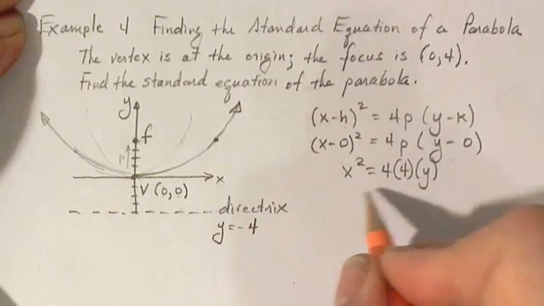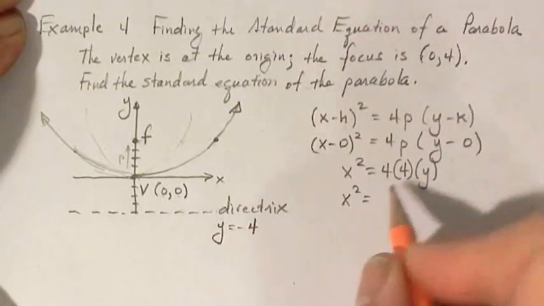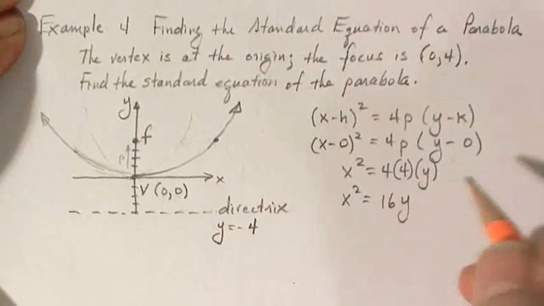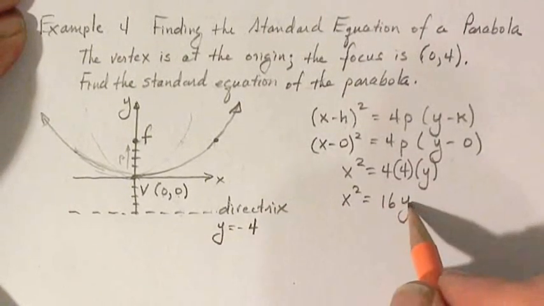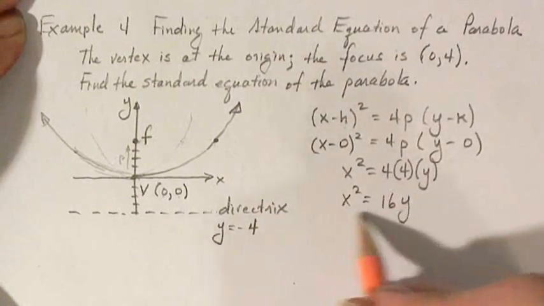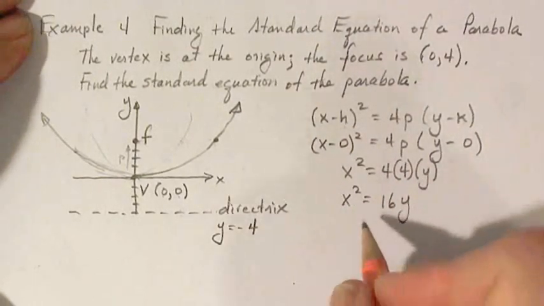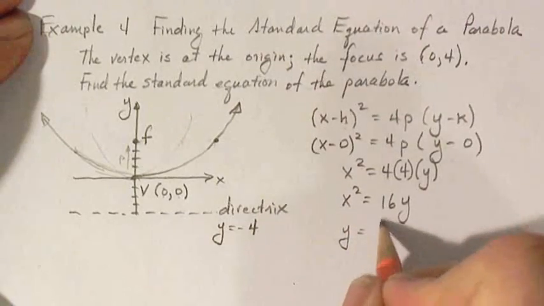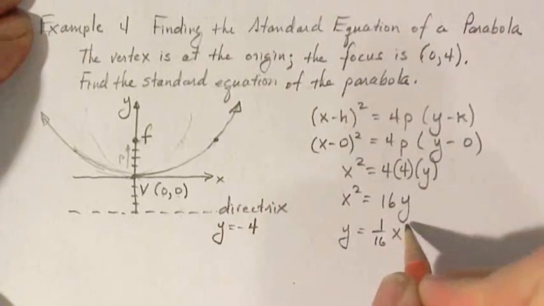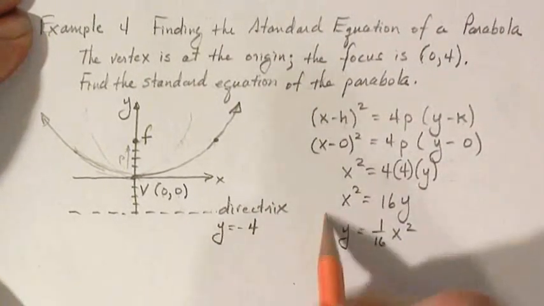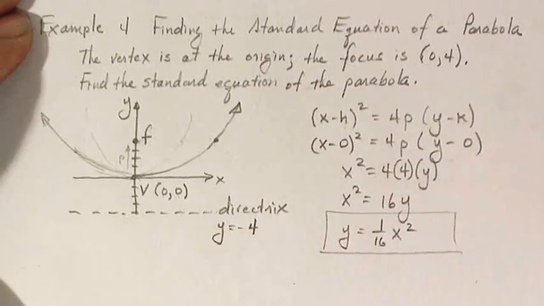Simplifying a little bit, we have x squared equals 16y. Or if we want to get y by itself, we could divide both sides by 16 and flip it around, and we would have y equals 1/16 x squared. And that's the equation of our parabola.